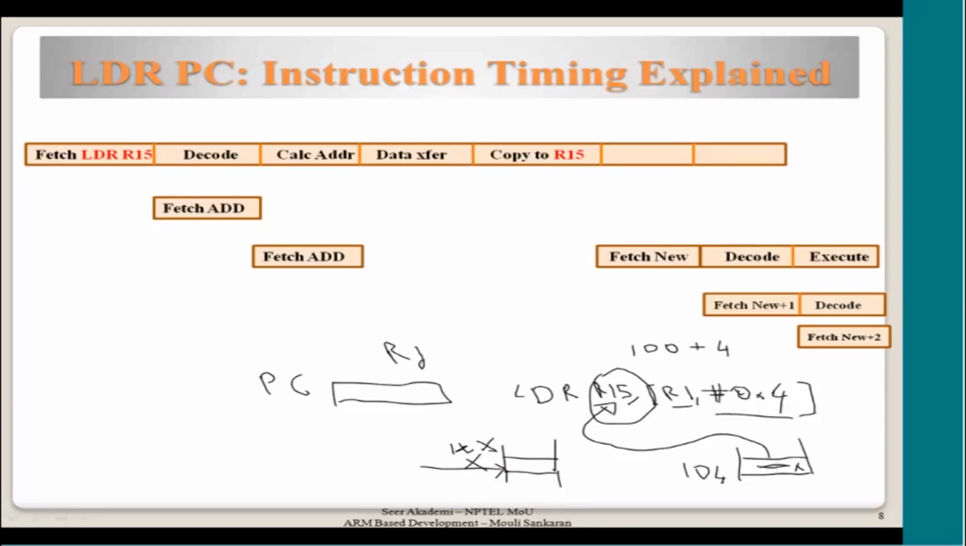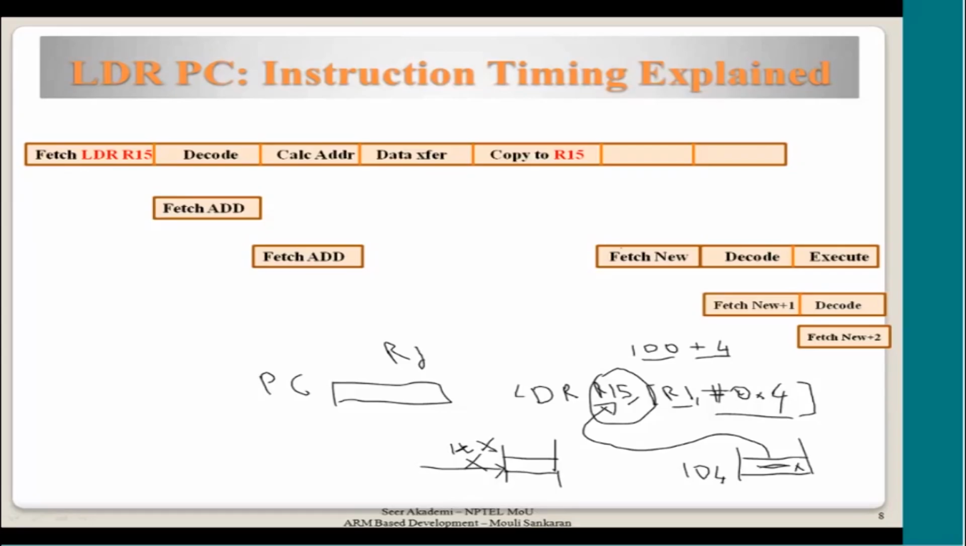Now let us see how this happens. First the decode of this instruction was done, and then the address calculation, that is adding the 100 which was in R1 with the 4 which was an immediate constant, and that address is generated and put into the address bus. Now the instruction access, actually it could be a data access, but it does not matter whether it is an instruction or data memory, because we have a unified memory here. So this transfer takes place, and then that address which has come in gets copied into R15. One internal cycle will be consumed by that.